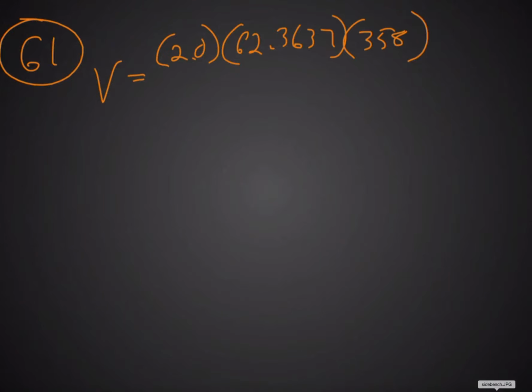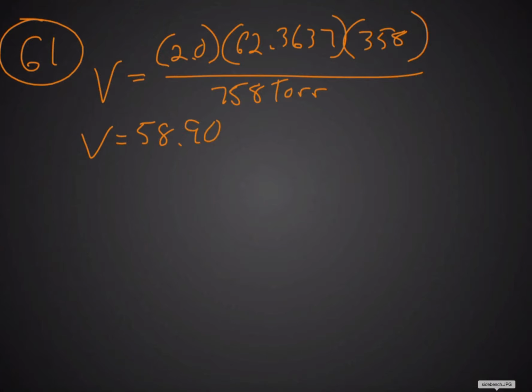So in order to find the volume, given these conditions, we have a total of 2 moles of gas, 1 mole of each, and we're going to need the gas constant here for torr, which is 62.3637, a temperature of 358 Kelvin, and the pressure is 758 torr. We would find that we'd get a volume of 58.908 liters. Now this is for 2 gases, 1 mole of each.